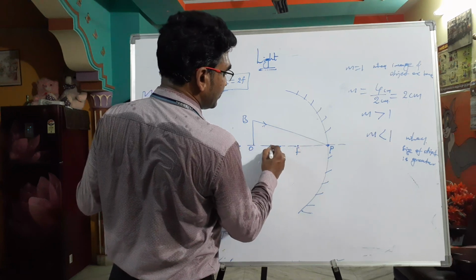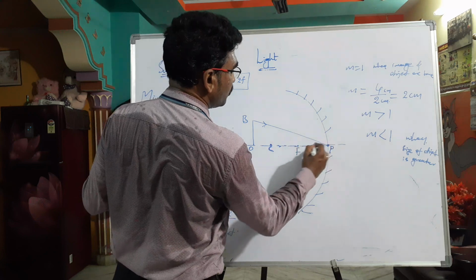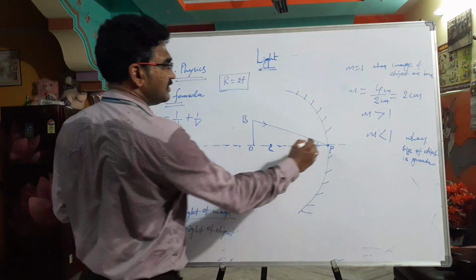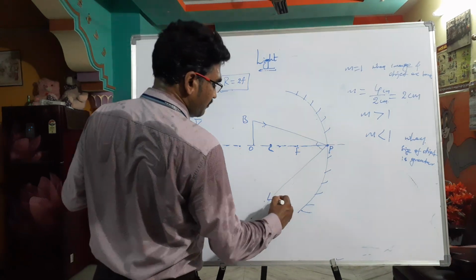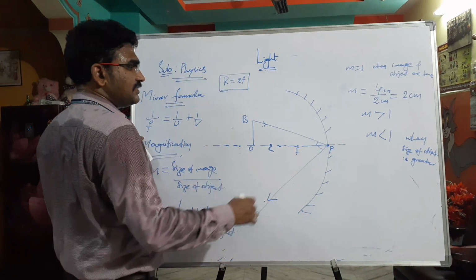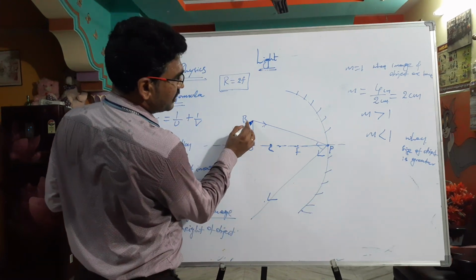Then from the center, if you draw a line, this is going to be the normal. Then this is the angle of incidence. This is the reflected ray. Now another ray also we are going to take.